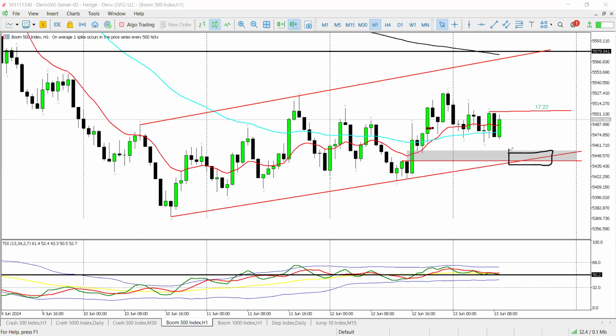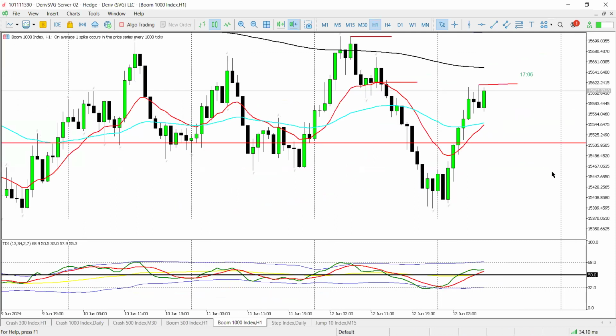Price comes here and respects this, I'm looking for a short-term buy. If price breaks here, I'm also looking for a short-term buy. That's my two views. If the price does something else, then I won't be participating on this.